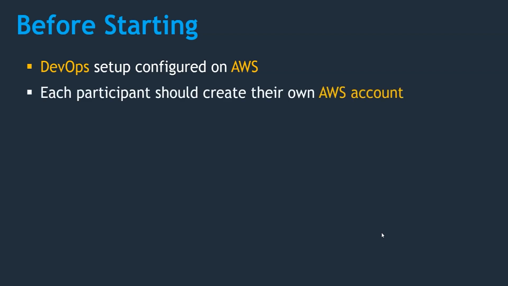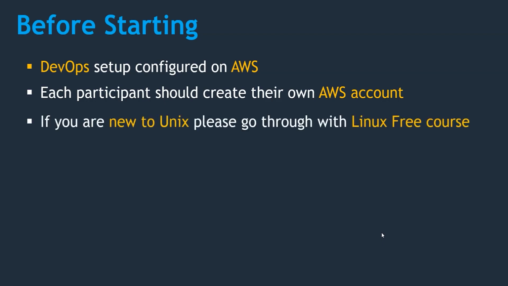Before starting your journey with me, I would like to highlight a few points. All these DevOps tools are set up and configured on AWS cloud. So you should have some AWS knowledge. If you already have AWS skills, well and good. If you don't know, don't worry. I'm going to teach whatever is required for this course. Each participant should create their own AWS account. In this course, I'm going to show you how you can create a free tier AWS account. That is where we are going to set up our DevOps environment. If you are new to Unix or Linux, please go through the Linux free course, which is available on our platform. I'm going to show you how you can enroll for this course in a while.